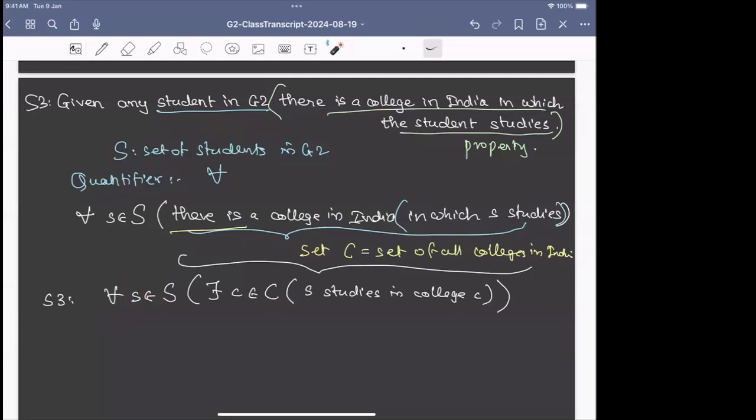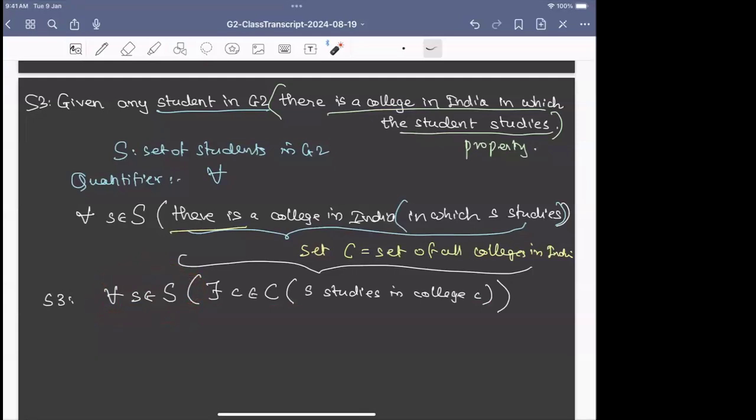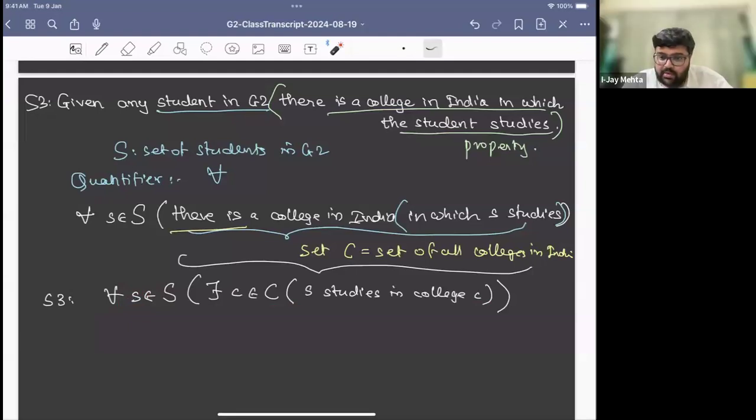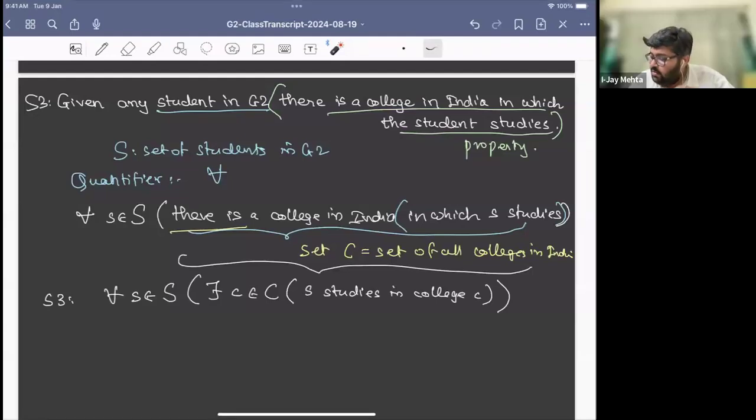Because the statement is for all S, all students. Maybe there are some students who are not studying in any college of India. Okay, I'll clear. Some student who is not studying in any college of India. Is there any such student? Say yes.